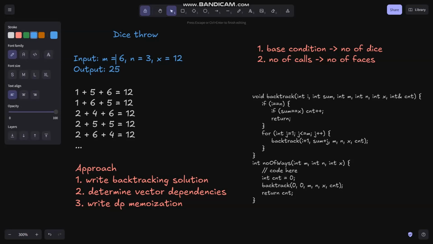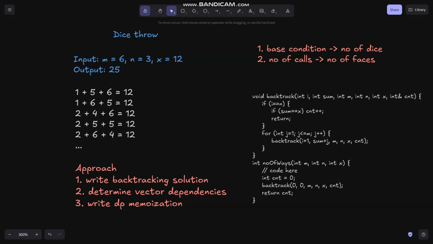What are these 25 ways? Like suppose you start throwing dices and the first dice has a 1 on top face, the second dice has 5, and the third dice has 6. So you get 12 summation. Now you can also interchange the position, like the second dice got 6 and the third dice got 5. Then also the summation is 12, and you can continue this if you want to. Like you can have 25 possible answers, possible positions, right?